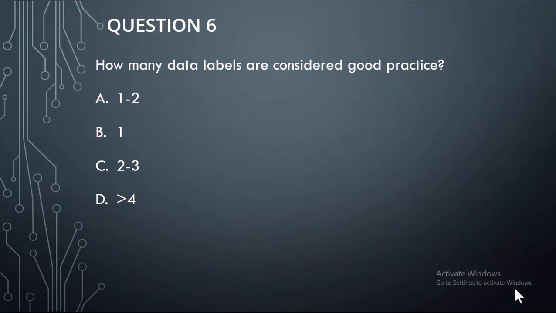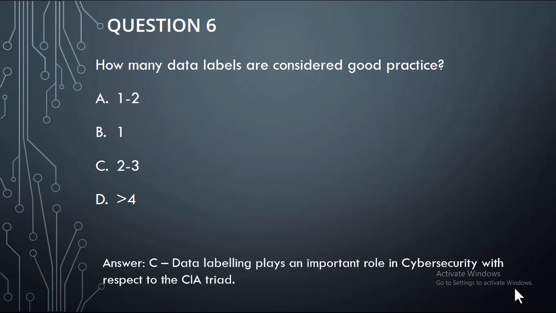Question 6. How many data labels are considered good practice? Option A. 1 to 2. Option B. 1. Option C. 2 to 3. Option D. Greater than 4. The answer here is option C. This is because data labeling plays an important role in cybersecurity with respect to the CIA triad, which is confidentiality, integrity, and availability. In confidentiality, data labeling ensures that sensitive information is appropriately identified and protected.